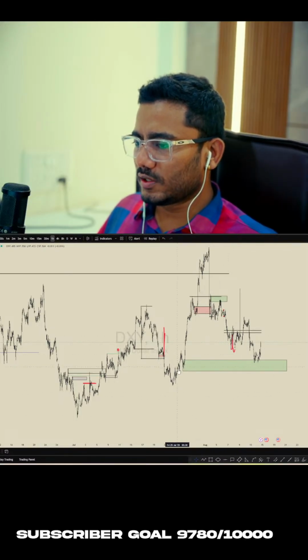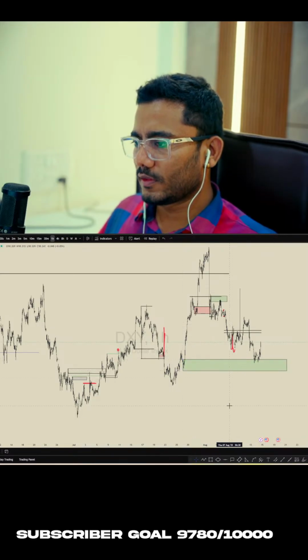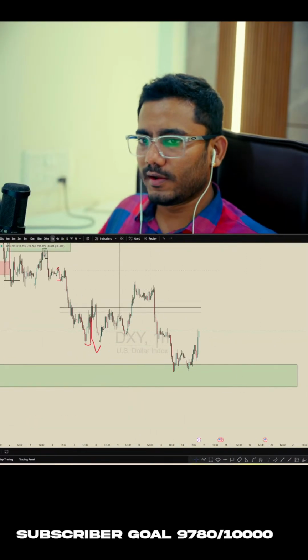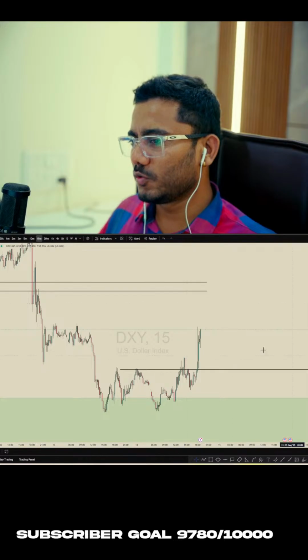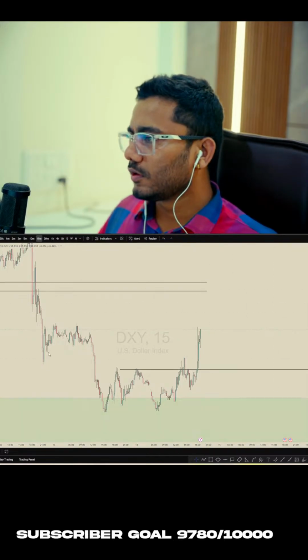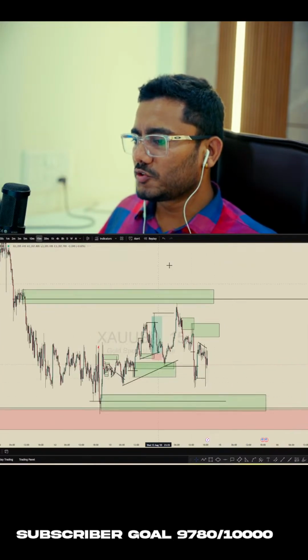On 7th August, I think I'll mark this order block on DXY. Price tapped, it created new structure, so it's still continued upside. So we can expect bearish momentum in USD pairs. I'm waiting for price to tap this area.